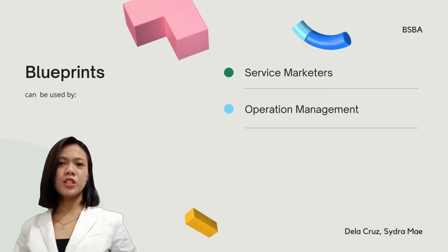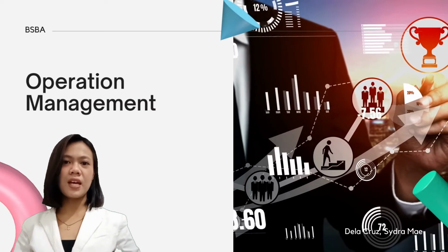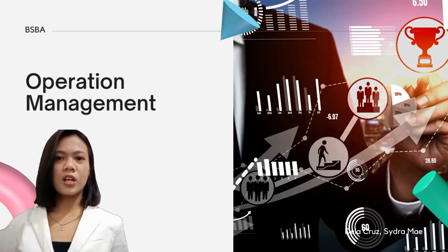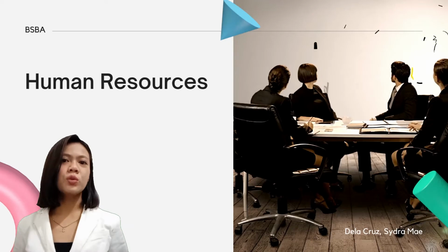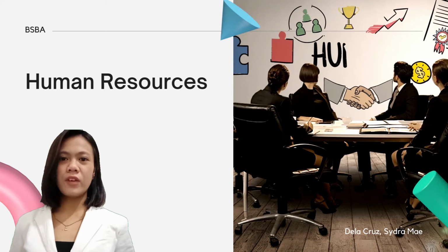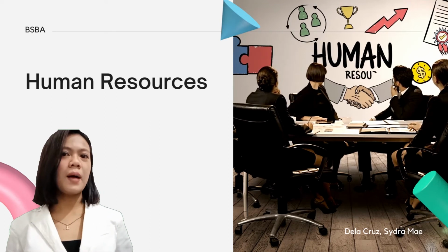Second is operations management. It is an area of management concerned with designing and controlling the process of production and redesigning business operations. Third one is human resources. They are the ones who empower the human element. They are in charge of finding, screening, recruiting, and training job applicants.